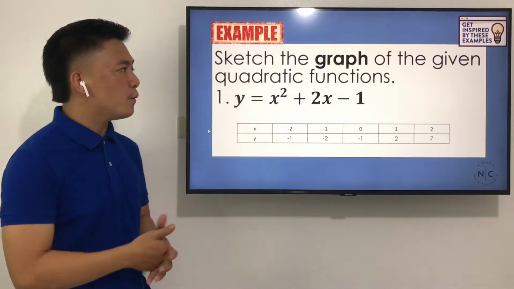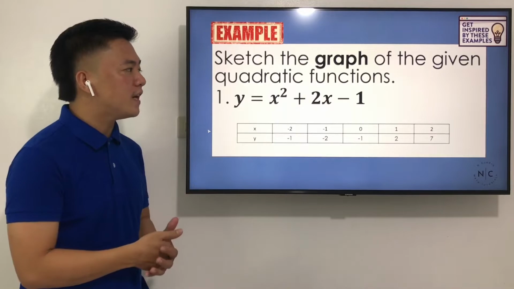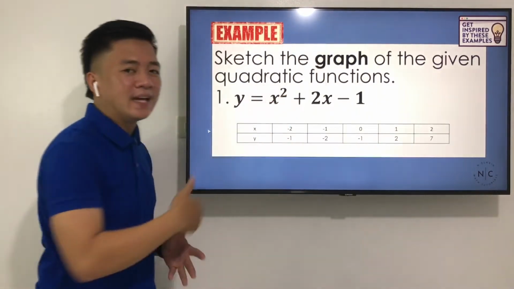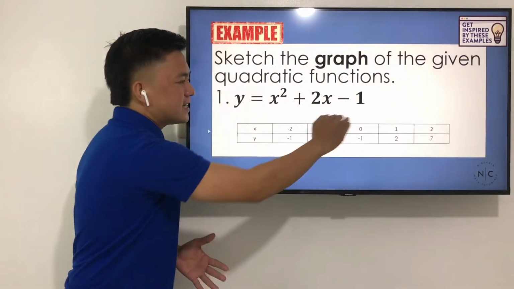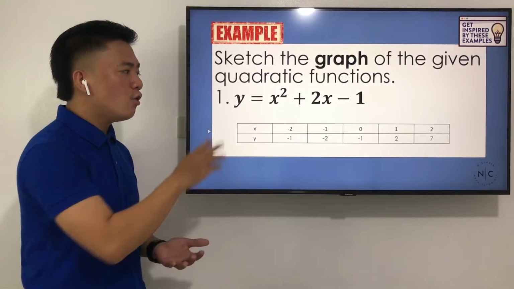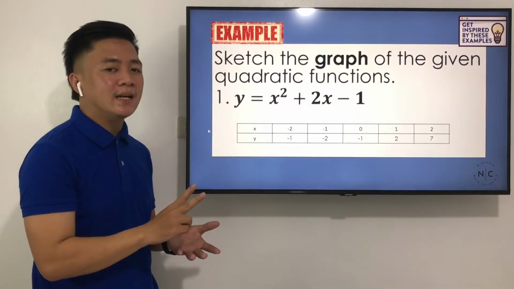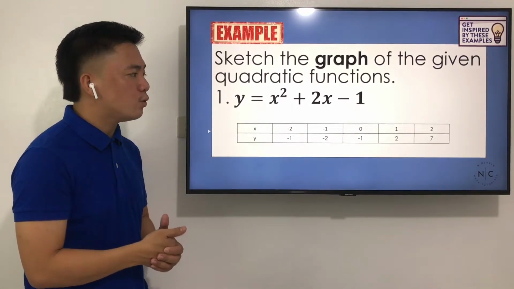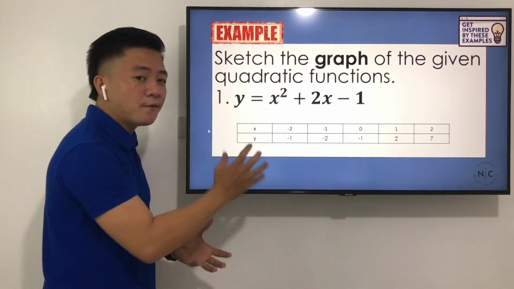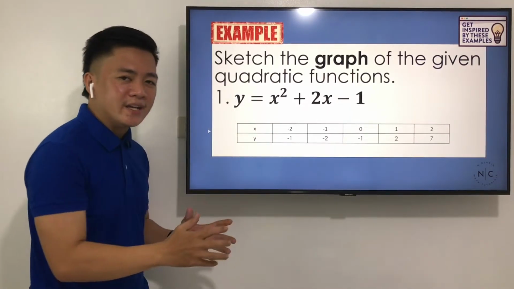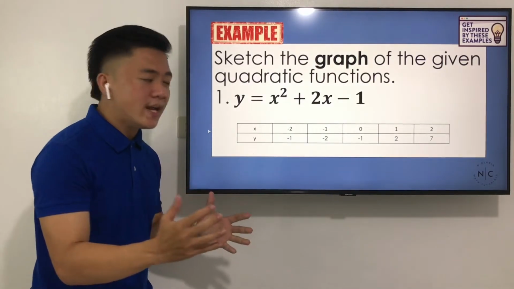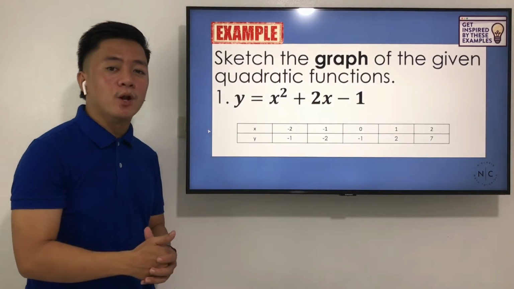So next is we will sketch the graph of the given quadratic functions. So this time, graphing tayo. So yung ating given example is yung kanina, yung number 2 example natin dun sa ating table of values, which is y is equal to x squared plus 2x minus 1. Yung f of x kanina, ginawa ko y. So, same lang yun. F of x or y is pareho lang sila. So, next is ito yung nakuha nating table of values.